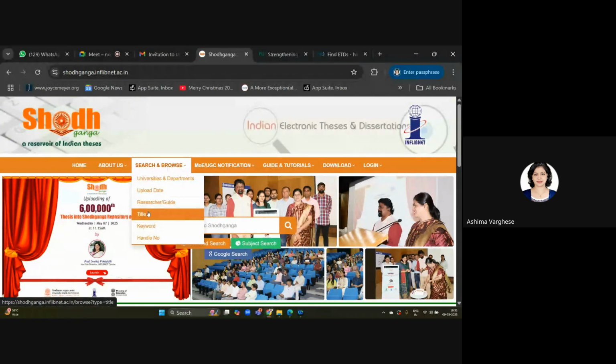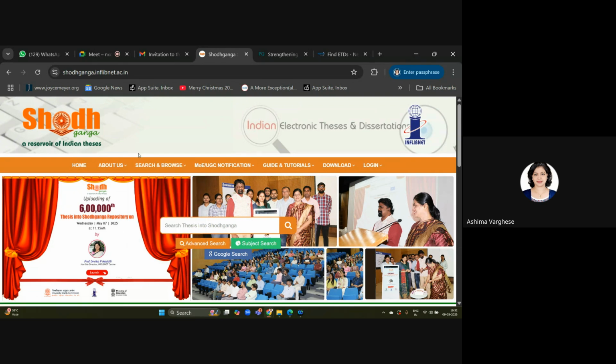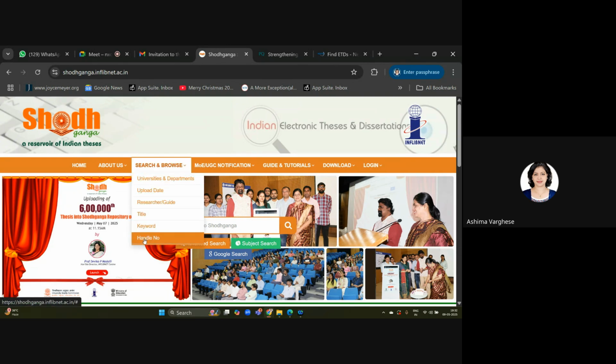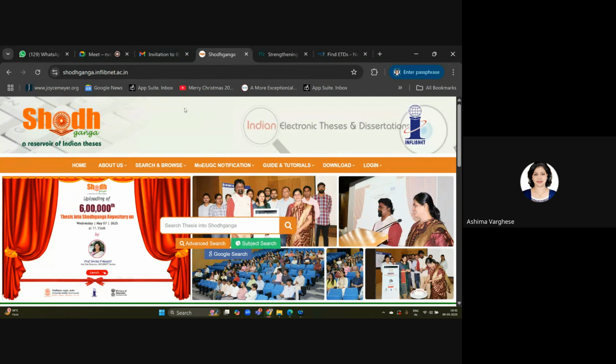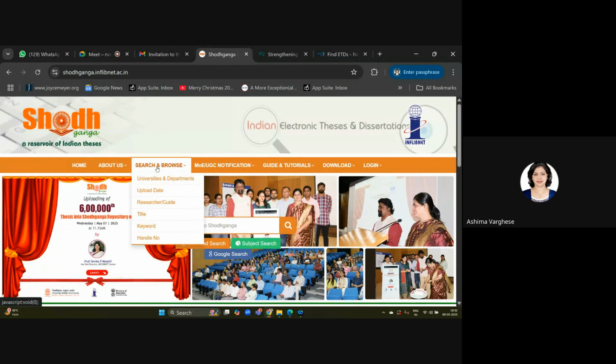Here you can download according to the title, according to the keyword, and according to the handle number also. What is meant by a handle number? It is just like a DOI. In the case of research papers we have a DOI, the digital object identifier. The same is the case here. A handle number is unique and is allotted to the different theses.